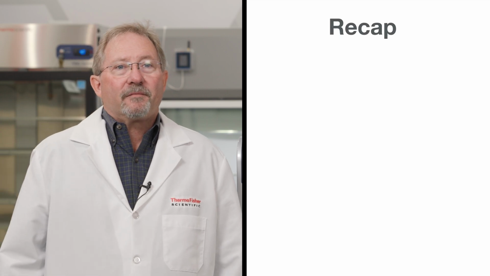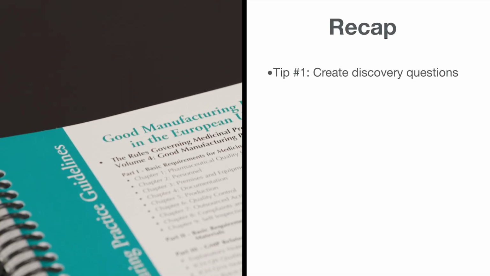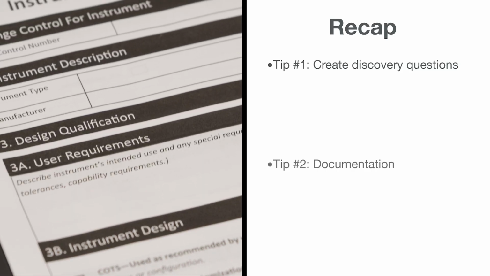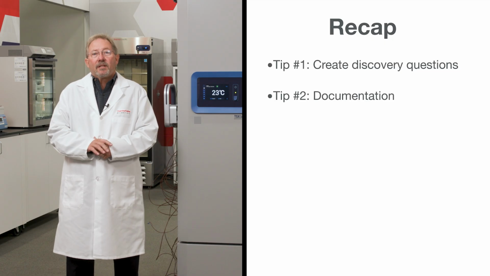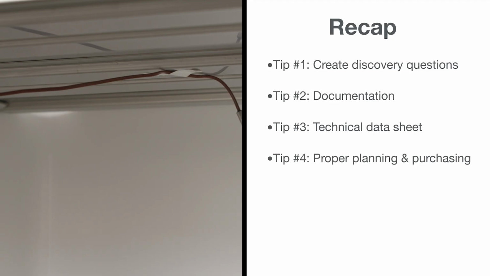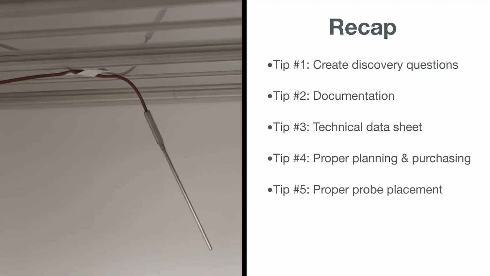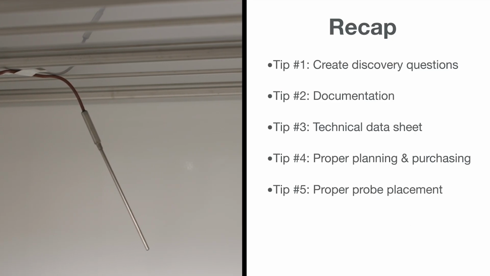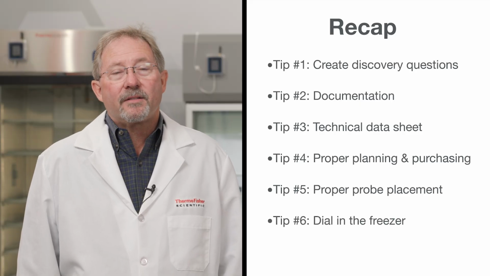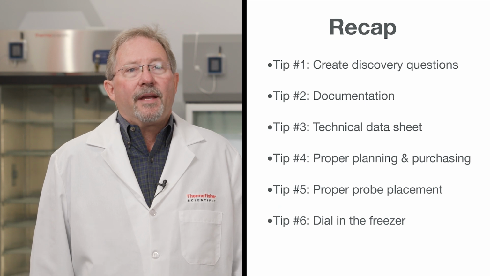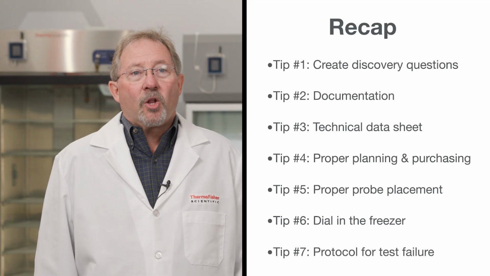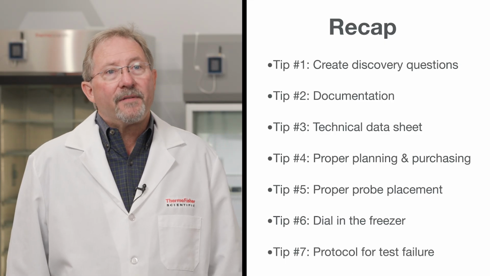Now that we've covered the tips, let's go over what we've discussed. Create discovery questions. Know what you need before you buy. Document the activities from the beginning of the purchasing process. Request a technical data sheet to use as a reference for specific performances and physical data. Proper probe placement is critical, and you must be able to duplicate the process. Dial in the freezer. Our freezers are built to perform with a small peak variance. Take advantage of that quality and center your trend to avoid nuisance alarms and unnecessary test failures. Include specific directions in your protocol for a failure.